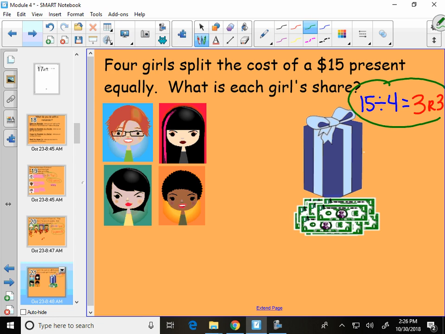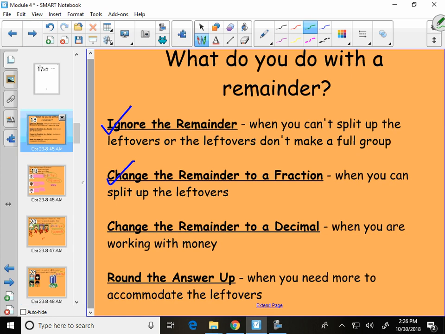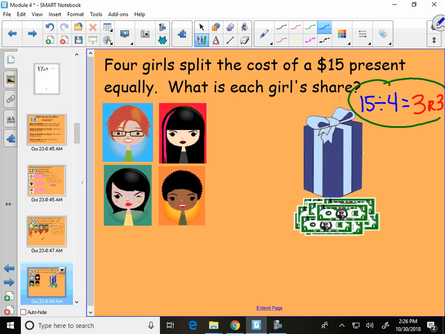Mathematically, what do we need to do? Or in real life, what do we need to do? And because we're talking about money, we're going to change it to a decimal, okay? Now, we will talk more about this in the future, so don't worry if you only partially get this. But let's make sure that we're correct.